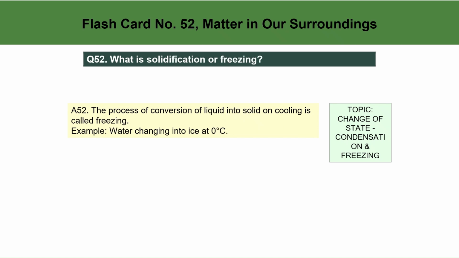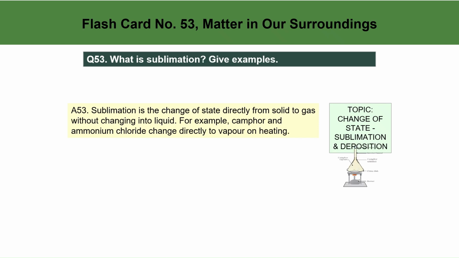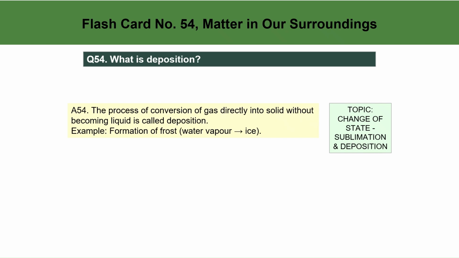Next. What is solidification or freezing? The process of conversion of liquid into solid on cooling is called freezing. Example, water changing into ice at 0 degrees Celsius. What is sublimation? Give examples. Sublimation is a change of state directly from solid to gas without changing into liquid. For example, camphor and ammonium chloride change directly to vapor on heating. Next. What is deposition? The process of conversion of gas directly into solid without becoming liquid is called deposition. Example, formation of frost.